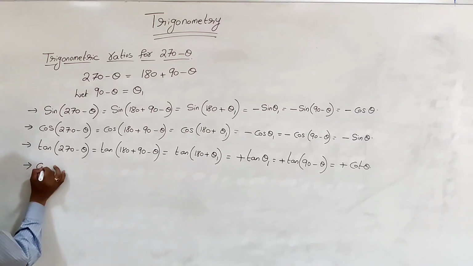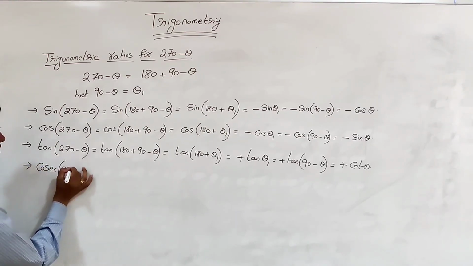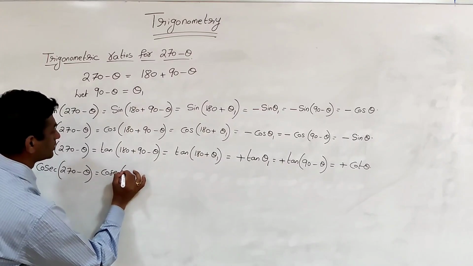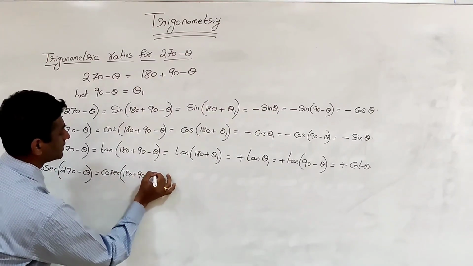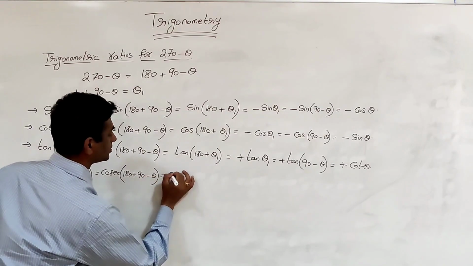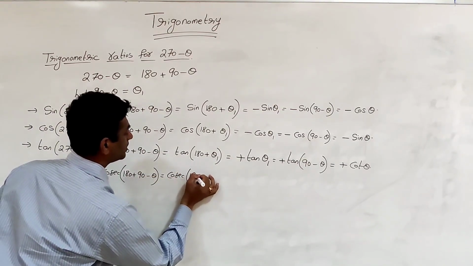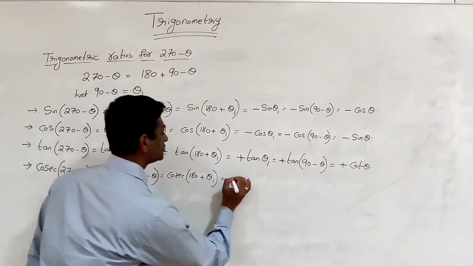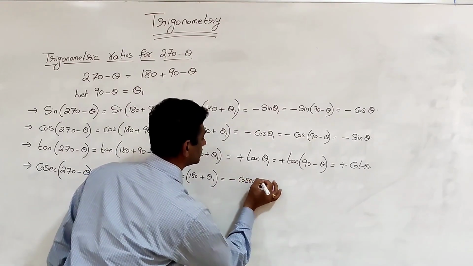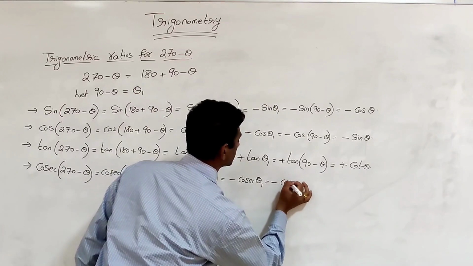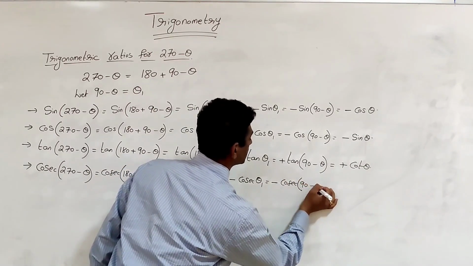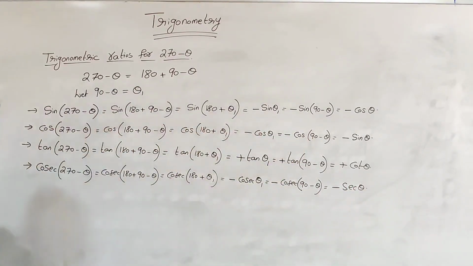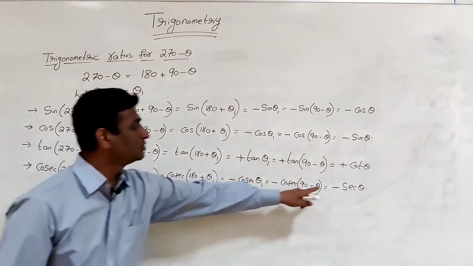Next, cosecant of 270 minus theta, that is cosecant of 180 plus 90 minus theta, and that is cosecant of 180 plus theta 1. Cosecant of 180 plus theta 1 gives minus cosecant theta 1, which is minus cosecant of 90 minus theta. So which gives minus secant theta. So cosecant of 270 minus theta gives minus secant theta.